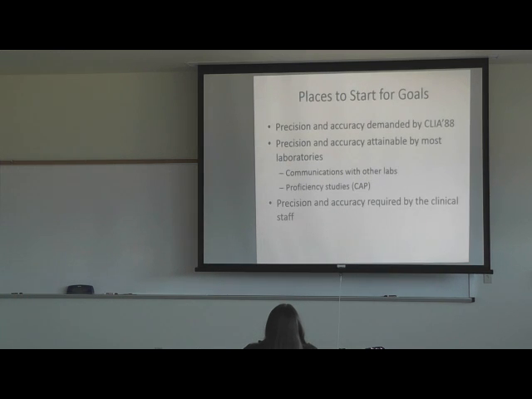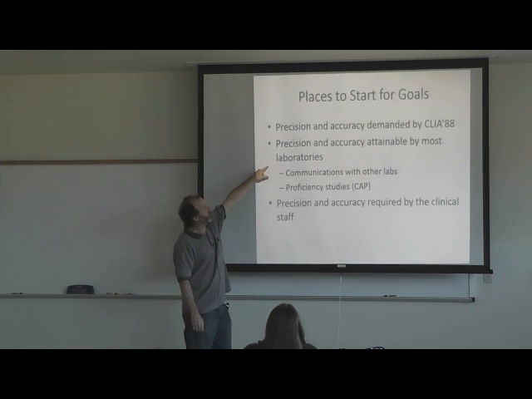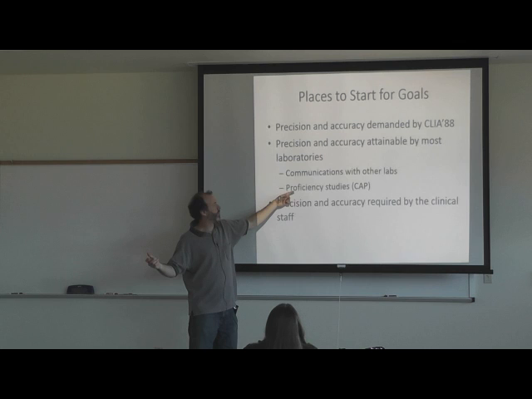So, places to start for goals: precision and accuracy demanded by CLIA 88. Precision and accuracy attained by most laboratories. Where do you get those? From communications with other labs, proficiency studies. We talked about proficiency studies. Who knows, other than you, what a proficiency study is?